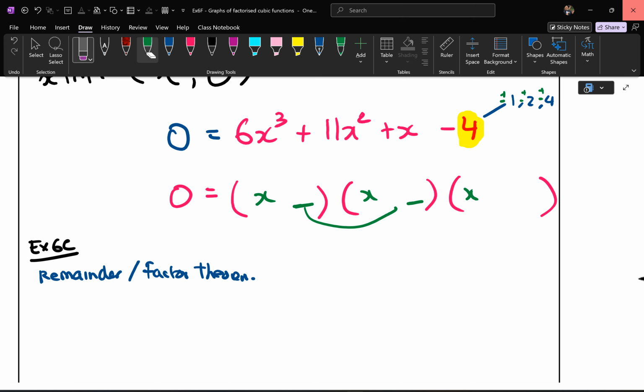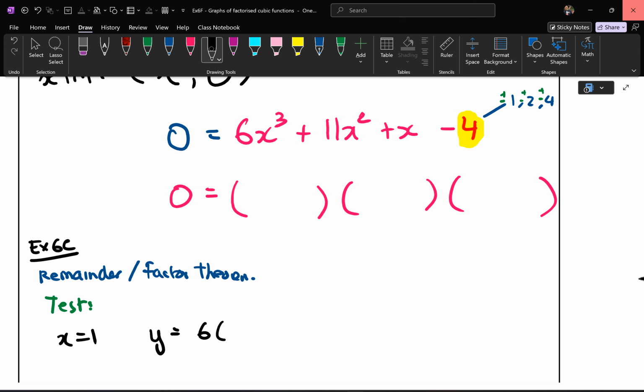Okay, so let's test the numbers now. Starting off with the smallest number, 1, so I'm going to test x equals 1. Then y is equal to 6 times 1 cubed plus 11 times 1 squared plus 1 take away 4. Is this likely to give you 0 or not? Let's have a think.